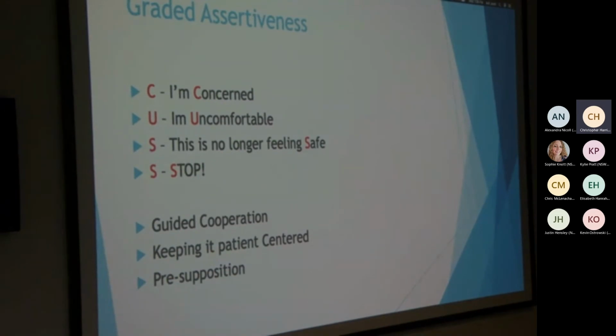We covered this in our induction, which is fresher for me than maybe some others, but the different ways that we can kind of do conflict resolution. We talked about CUS: I'm concerned, I'm uncomfortable, it's not feeling safe, and stop. So these are certain phrases, like an acronym, which I seem to remember, but it's good to have a kind of system in your head, I think, when you're talking about graded assertiveness and conflict resolution, as well as just making sure we're keeping this patient-centered. I think that's also a key word when it comes to the exam.